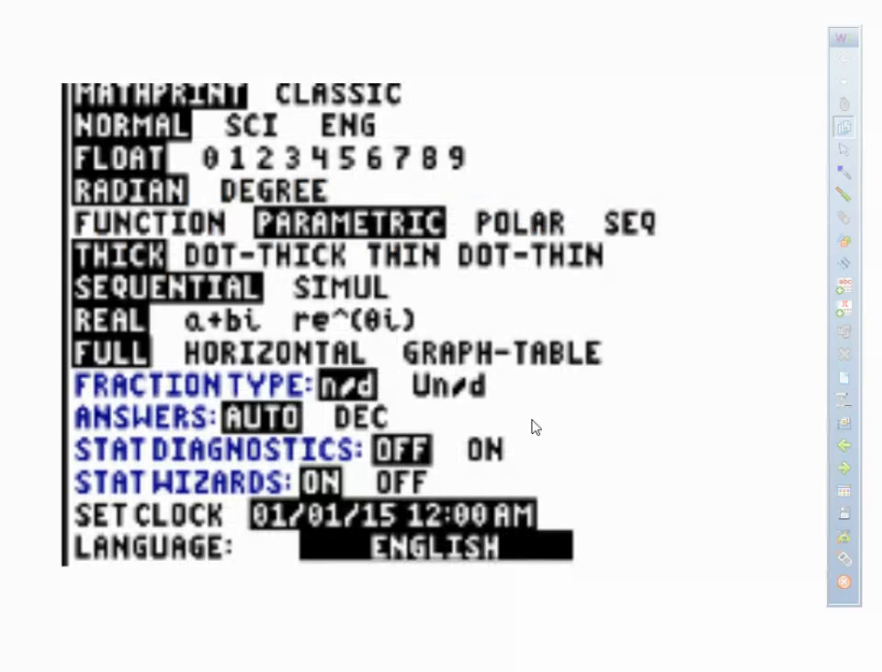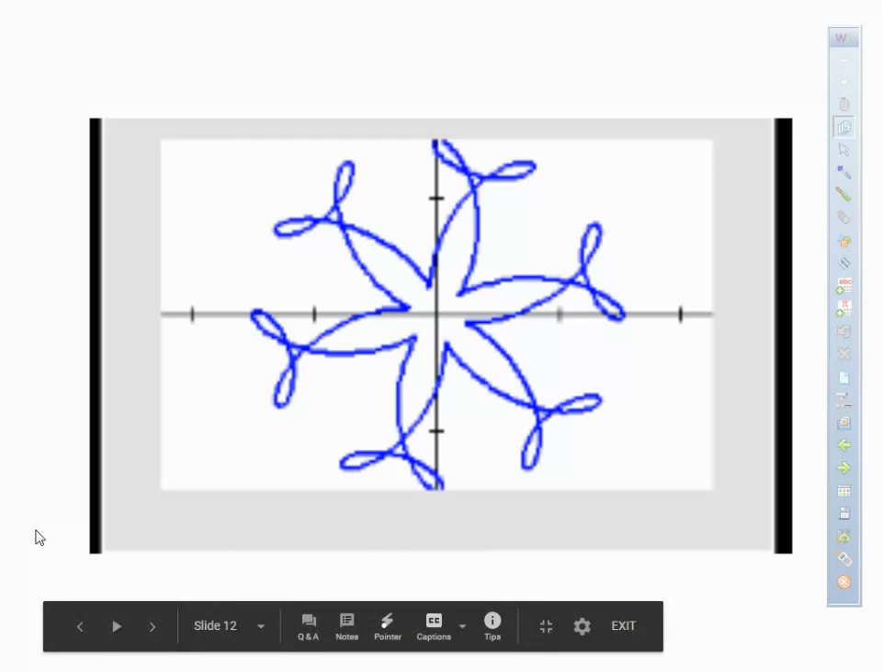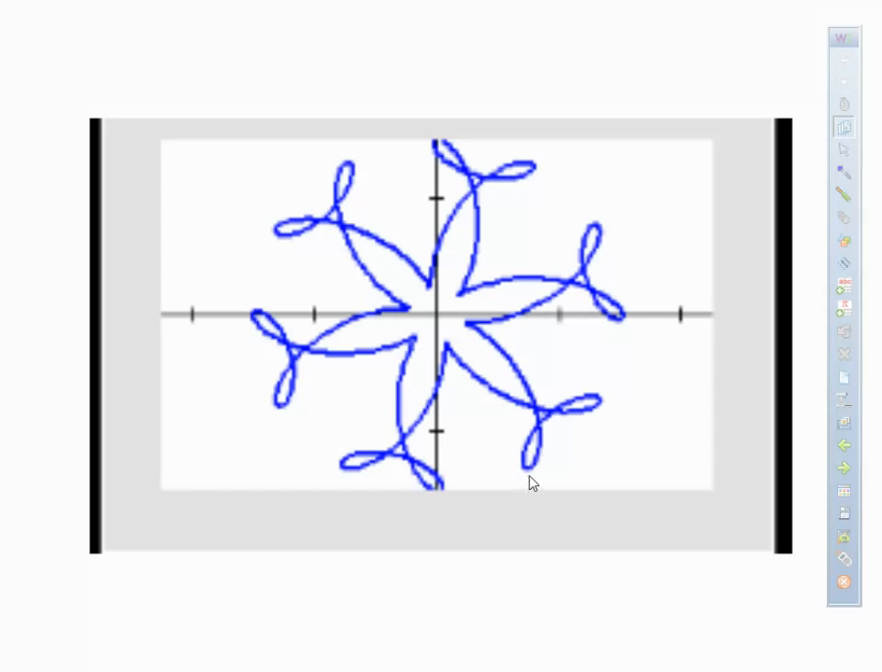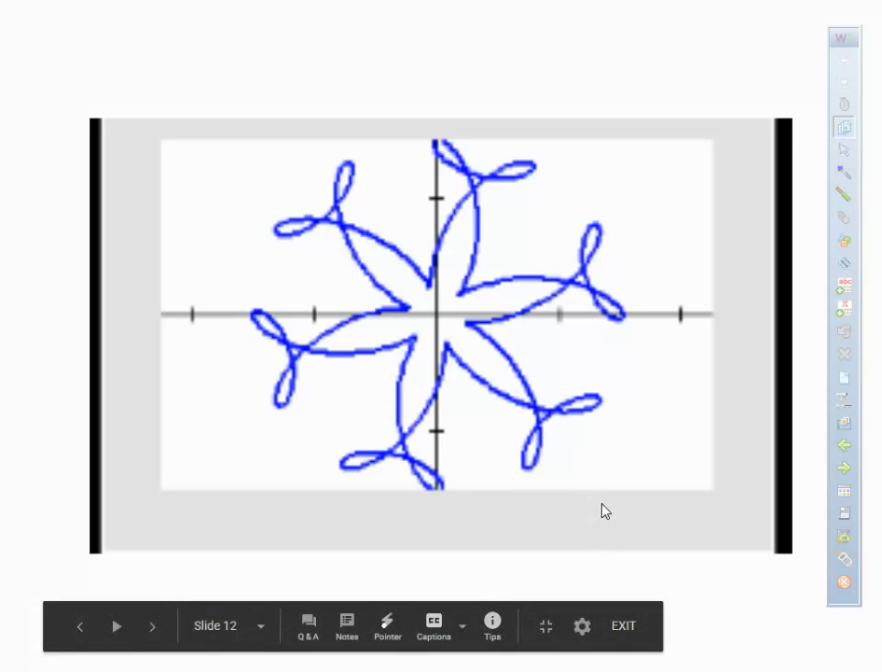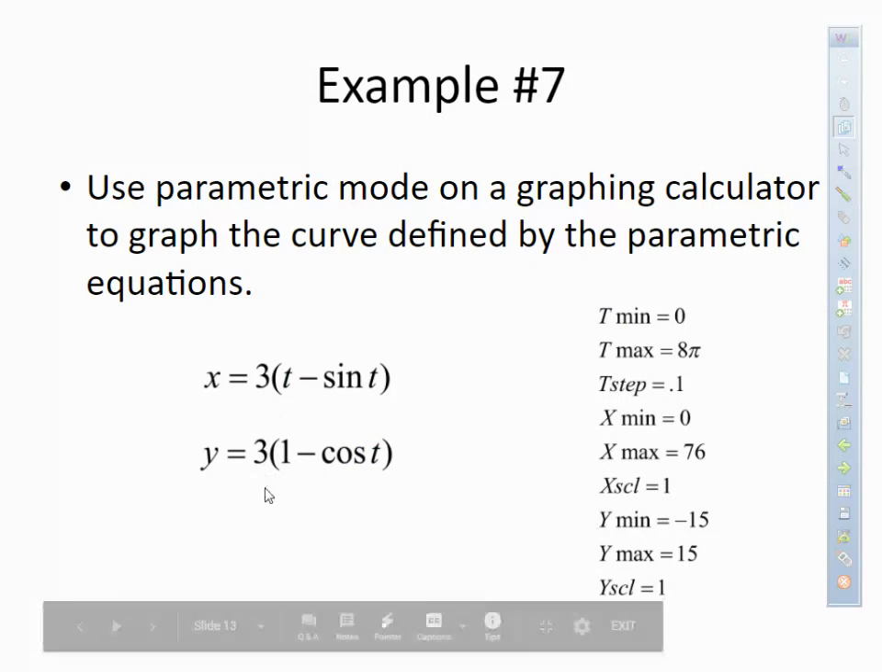I'll show you what the picture looks like because I have it on here. So when you type graph, this is what you get. So that's pretty cool. So this is using parametric equations, gives us like a little spirograph looking thing. If you ever played with the spirograph, I played with that when I was little, made little designs with a spirograph.